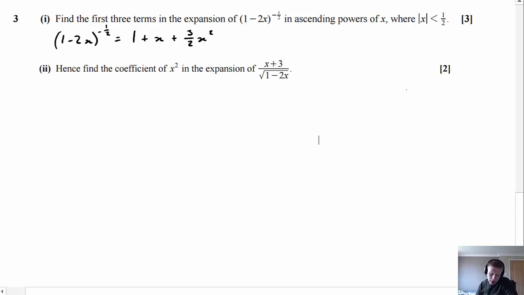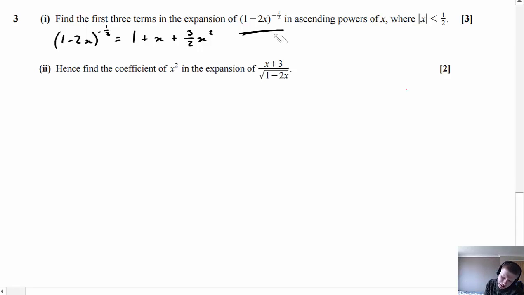Hello! So I've been asked to find the coefficient of x squared in the expansion of (x + 3) over the square root of 1 minus 2x. Now look, this has come as part of question 3. We've just found in the first part of question 3 the expansion of (1 minus 2x) to the minus half as far as the first 3 terms, okay?